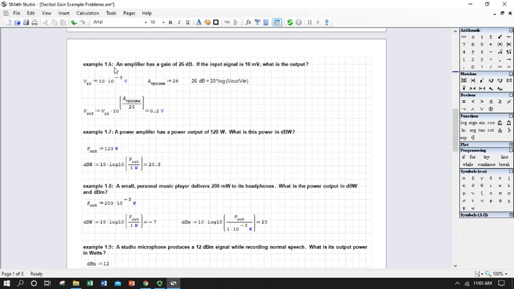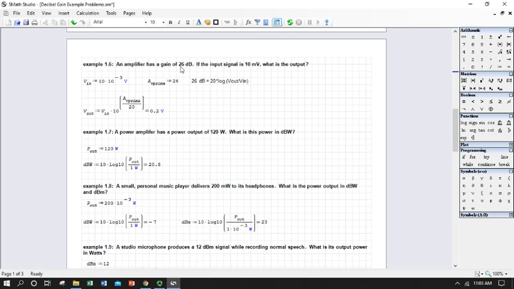So example 1.6, we've got an amplifier with a 16 dB gain, and somebody gives us a 10 millivolt input signal, which is pretty typical for some small signal maybe coming from an instrument that needs amplifying. So what's our output voltage? Maybe we have to make sure it doesn't clip or something like that. We need V out. Okay, so we're looking at voltage ratios and we have a decibel gain.